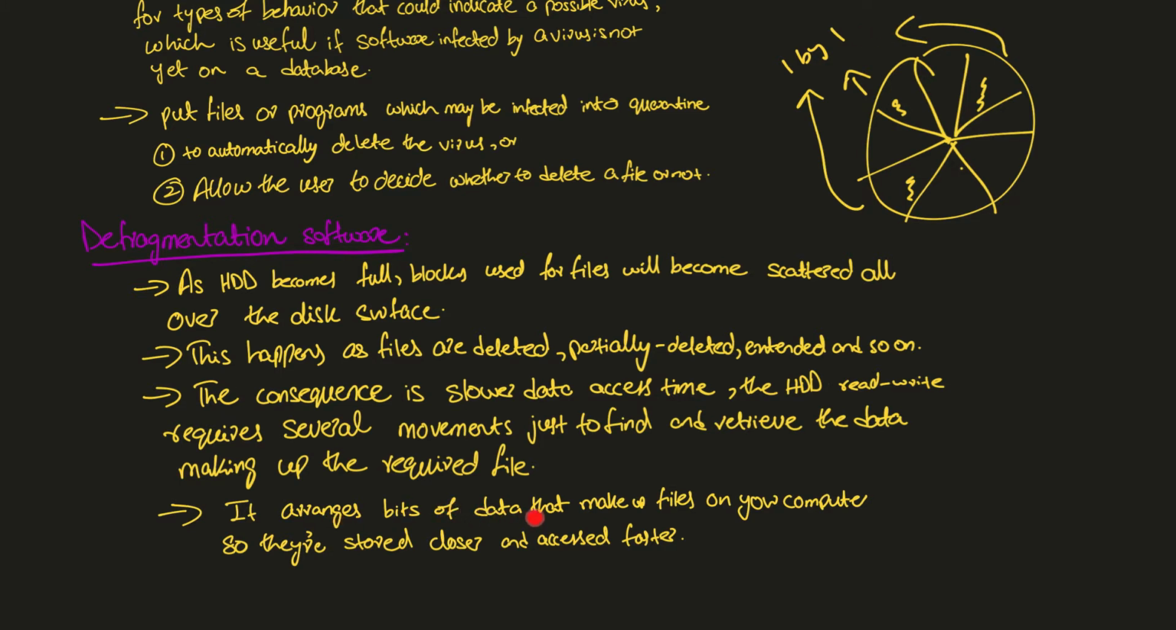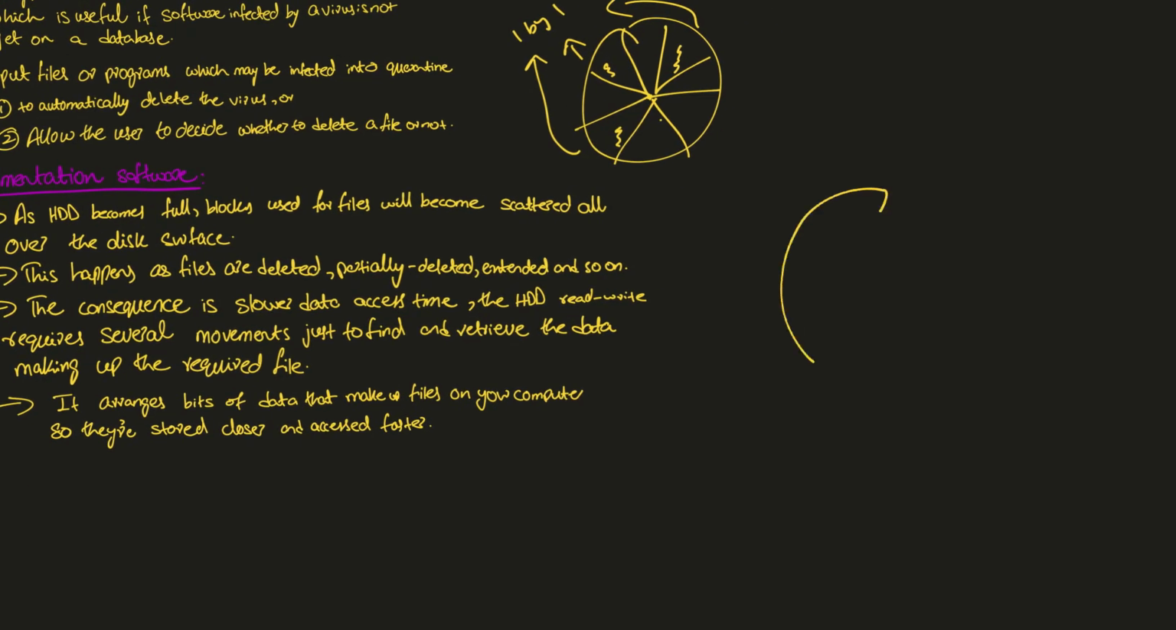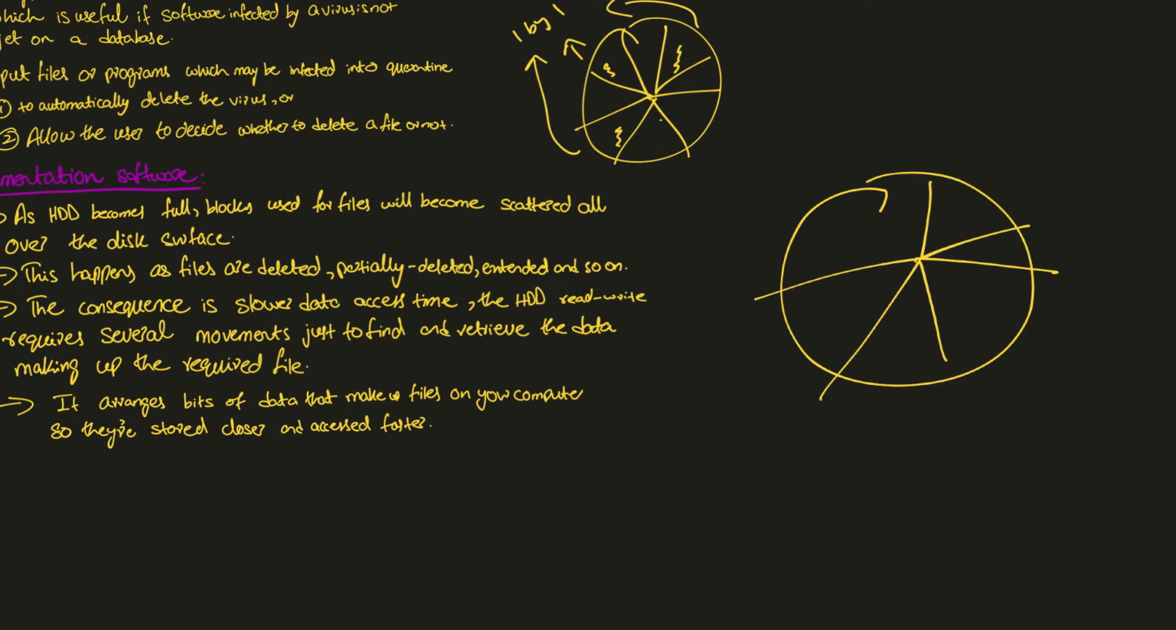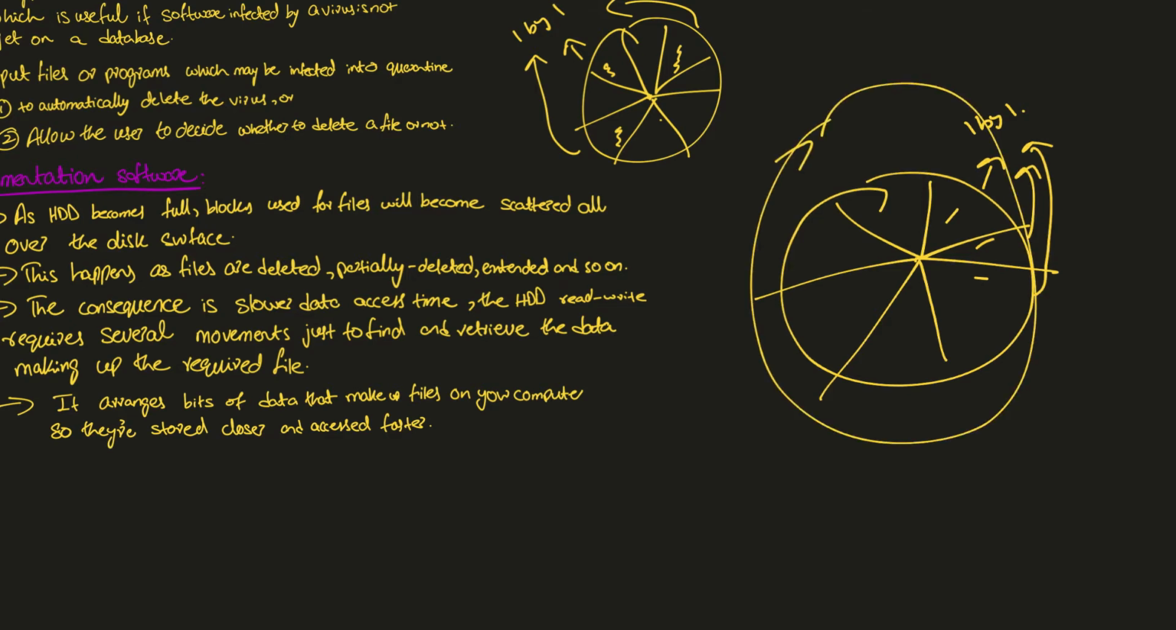It also arranges the bits of data that make up the file on your computer so they're stored closer and accessed faster. So after running defragmentation software, this is your same hard drive. Now all the file data would be stored next to one another, so it would be easier and faster to access. Even one by one it will be faster, since you don't have to rotate around the whole disk, right?